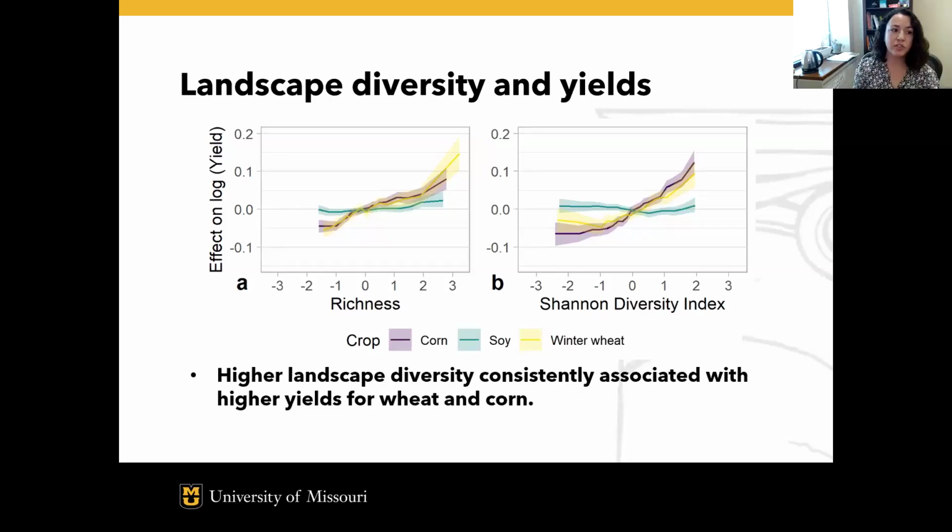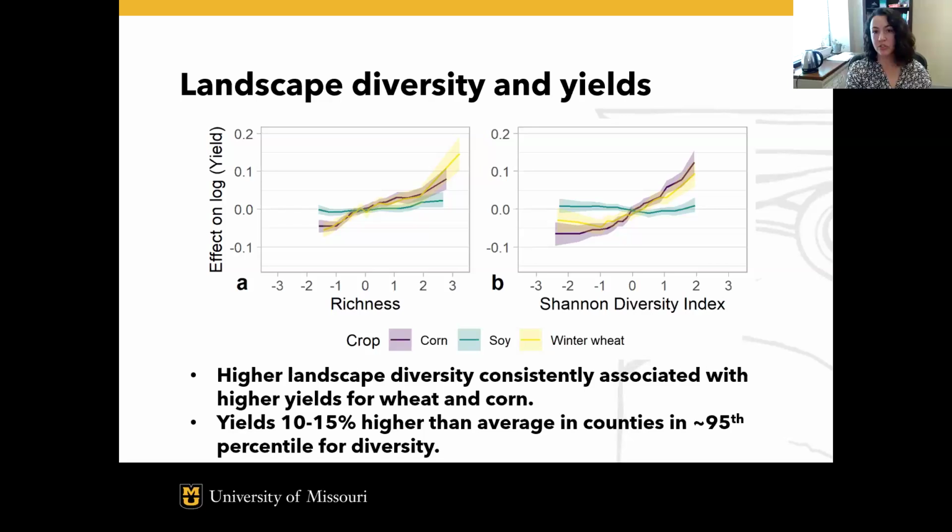So higher landscape diversity was pretty consistently associated with higher yields for wheat and for corn, not for soy. Soy just tends to be flat and have almost no response. And the magnitude of this effect is about equivalent to about a 10 to 15% increase over average yields in those kind of upper echelon counties in terms of diversity.